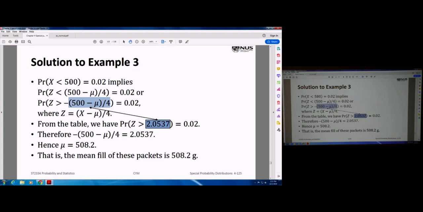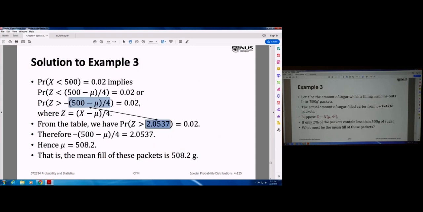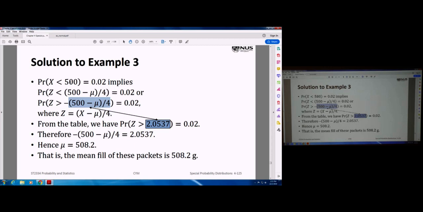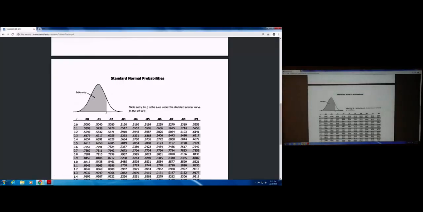Now if I standardize the random variable x, I subtract mu, which I don't know, and I divide by the standard deviation, which, as I hoped, is 4. So I want to find mu such that the probability that z is less than (500 minus mu) over 4 is equal to 0.02. Or if you prefer, I can flip it, so that's the probability that z is bigger than (mu minus 500) over 4 is 0.02. So basically, we've just got to find the entry in this table which is 0.02.